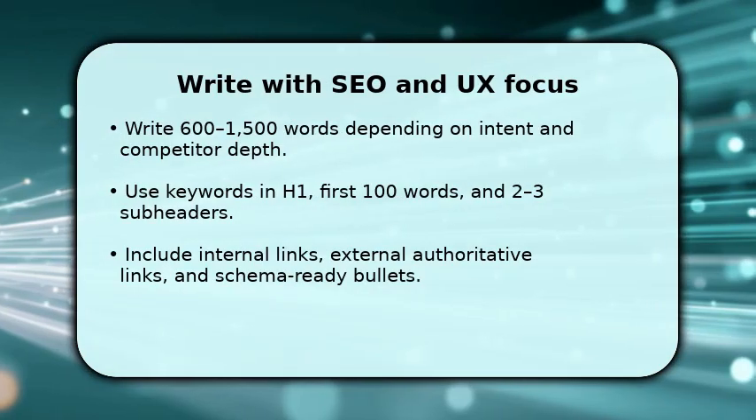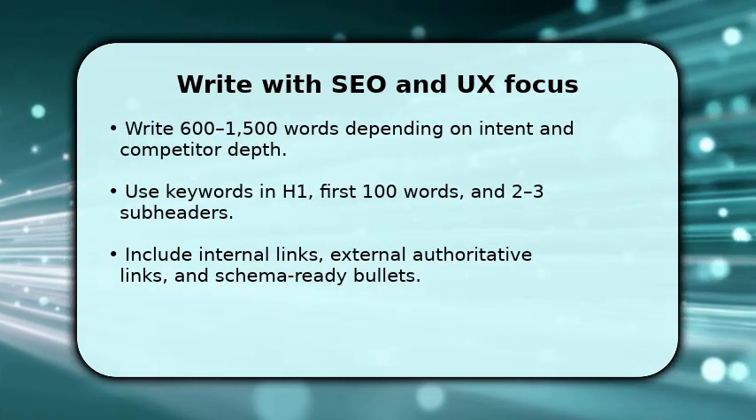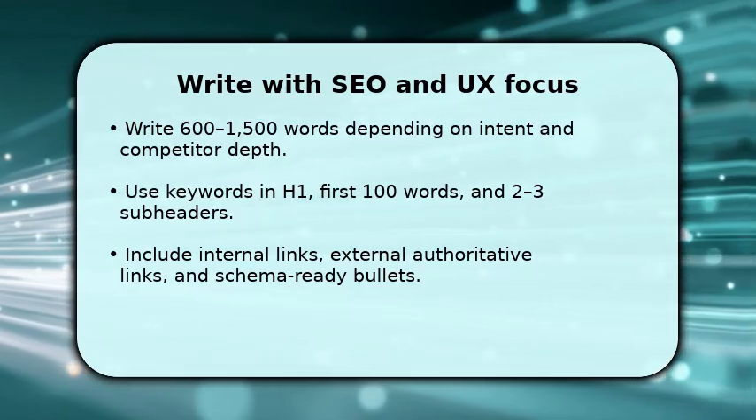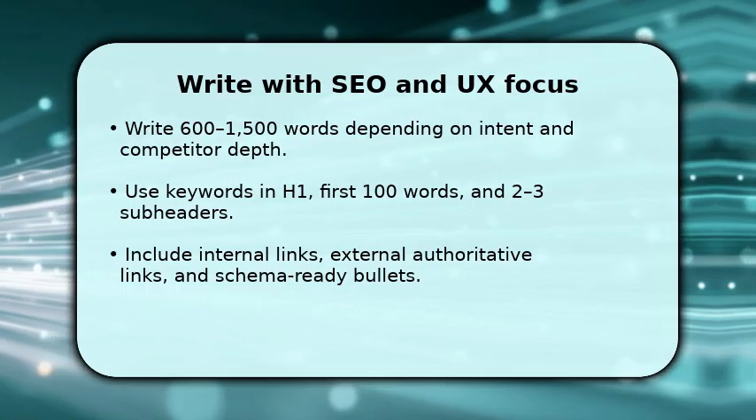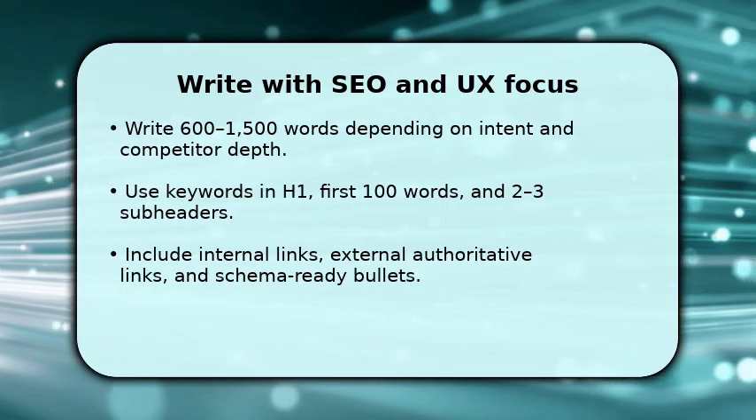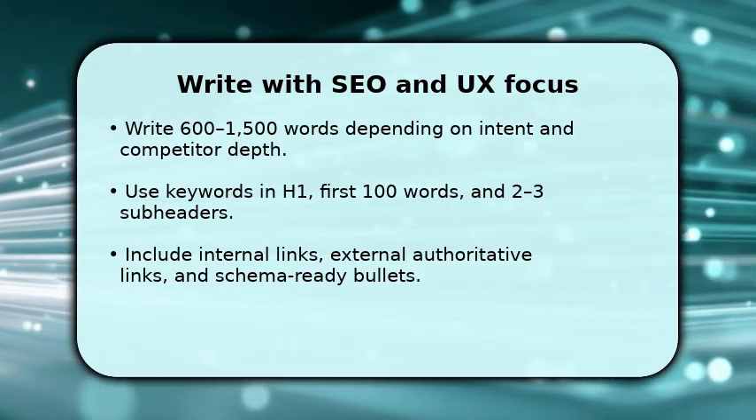You now write the draft, prioritizing clarity and user value over keyword density. Start strong. Place the primary keyword within the first 100 words and in the H1. Once paragraphs are clear, add subheaders that answer specific queries and insert supporting keywords naturally.